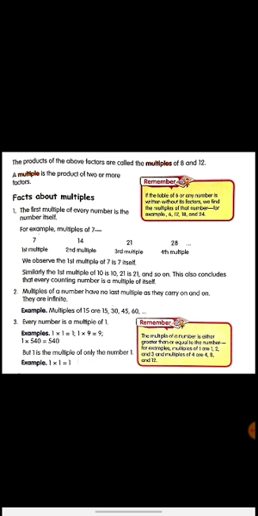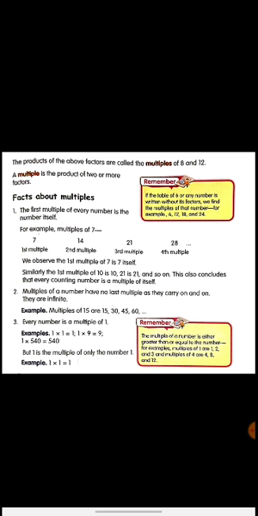Second fact. Multiples of a number have no last multiple. They carry on and on. They are infinite. For example, multiples of 15 are 15, 30, 45, 60, and so on. So the multiples of a number have no last multiple. It means the multiples of a number go on to infinity. Infinite means the multiples do not have any end.